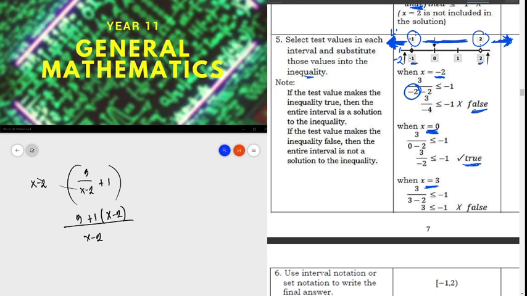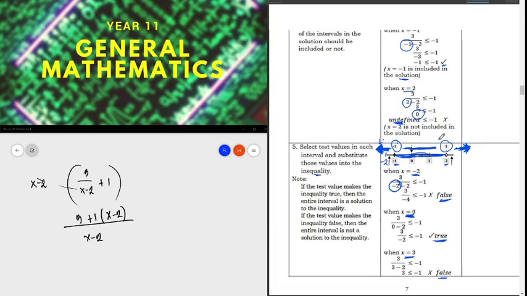This is true. So therefore, it is included. Okay? The solutions here, the possible number here, it's on this one. And when x equals 3, this is false. Therefore, we cannot have the solution that is greater than 2.